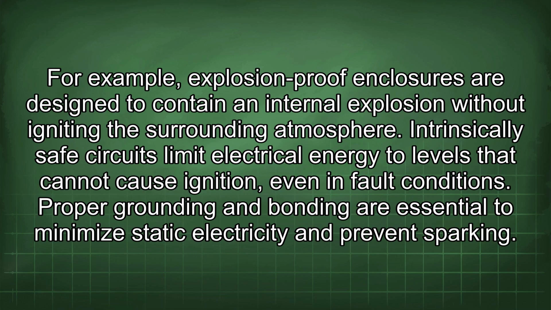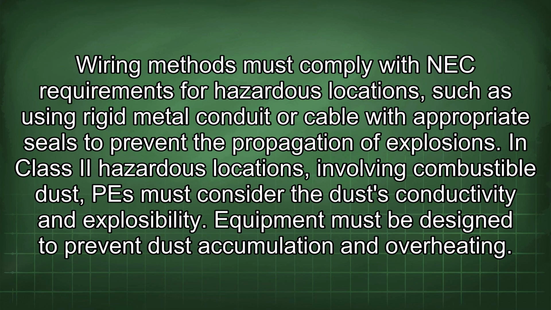For example, explosion-proof enclosures are designed to contain an internal explosion without igniting the surrounding atmosphere. Intrinsically safe circuits limit electrical energy to levels that cannot cause ignition even in fault conditions. Proper grounding and bonding are essential to minimize static electricity and prevent sparking. Wiring methods must comply with NEC requirements for hazardous locations, such as using rigid metal conduit or cable with appropriate seals to prevent the propagation of explosions.